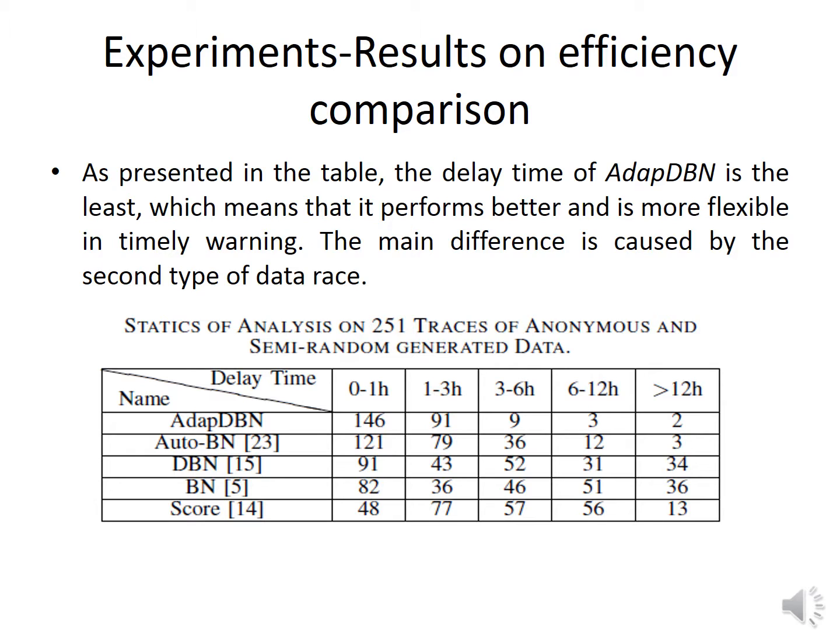for timely antibiotic administration. From the table, we can see that the adaptive dynamic Bayesian network produces less delay time than the other four models for sepsis screening. This is mainly caused by the second data trace. With the proposed model, we can adaptively adapt our dynamic Bayesian network and get the timely result.